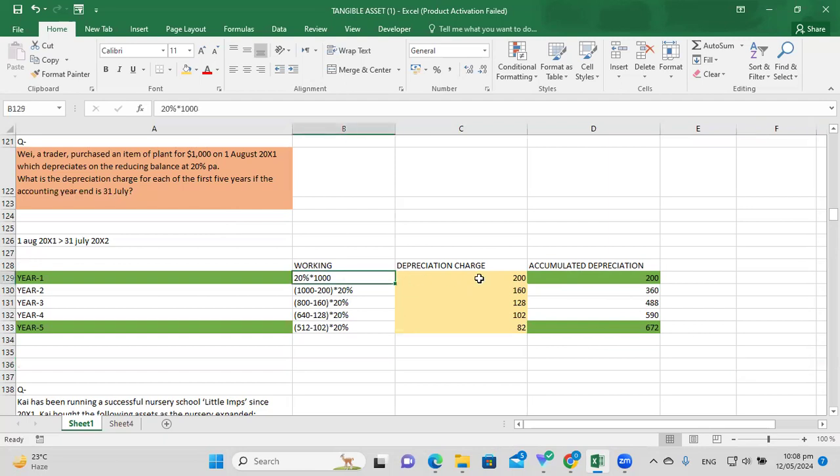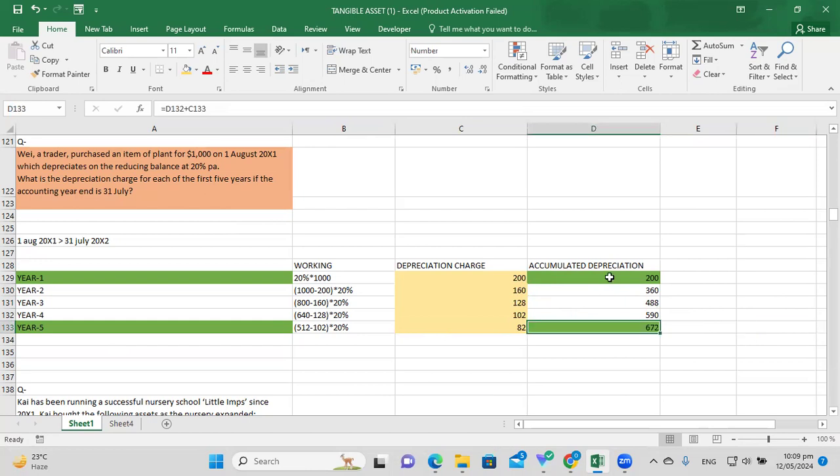So for example, in year one, our depreciation was 200. So our accumulated will stay the same, 200. But now for the second year, the depreciation is 160. So we will add up 200 in that. So 200 plus 160 will be 360. Now for year three, our depreciation is 128. So we will add 128 in 360, we will get 488. In the same way, in 488, we will add 102 depreciation for the next year, we will get 590. And for 590, we will add depreciation for the year five, we will get 672. So at the end of year five, our accumulated depreciation is 672.